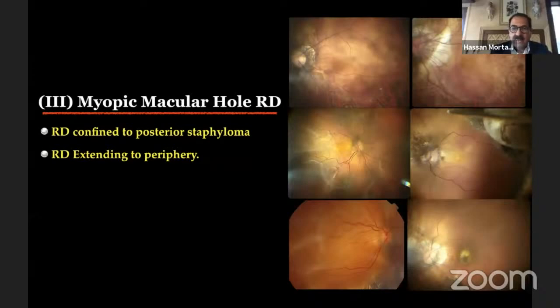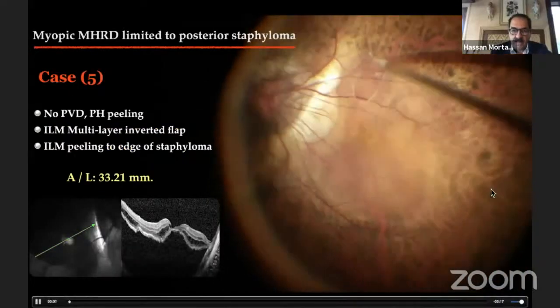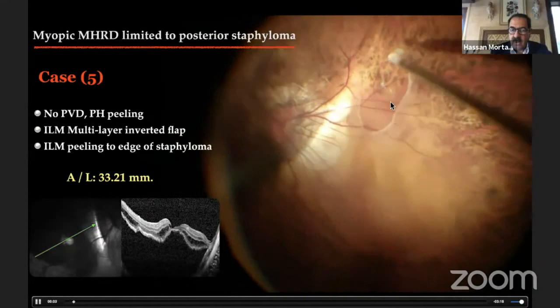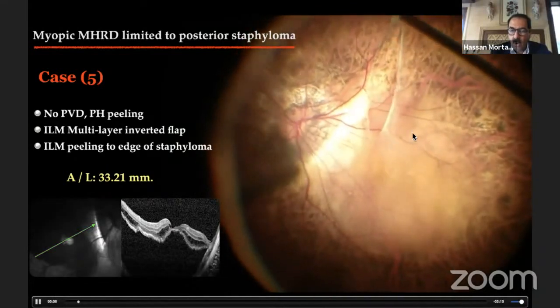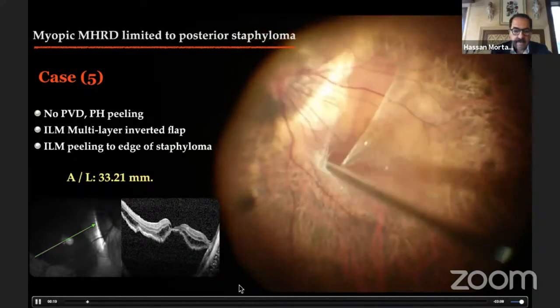Myopic macular hole retinal detachment, and again we have clinically two types: retinal detachment confined to the posterior staphyloma and retinal detachment extending to the periphery. We start with the first type. This is a patient with a macular hole retinal detachment confined to the posterior staphyloma.